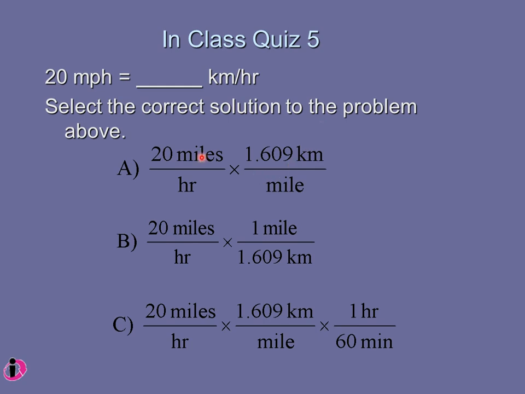But look at this, if you cancel the mile and mile, you'll be left with what? You'll be left with kilometer at the numerator, hour at the denominator. So that will be exactly what you need. So the right answer is, I'm saying A, the first one.